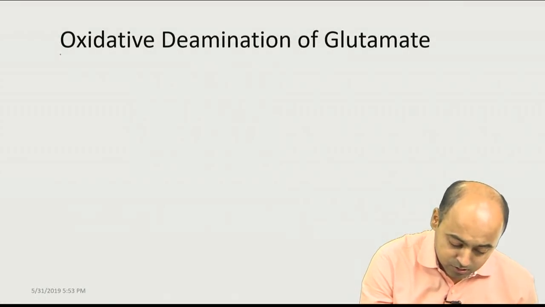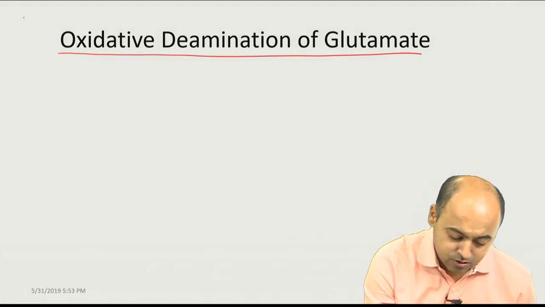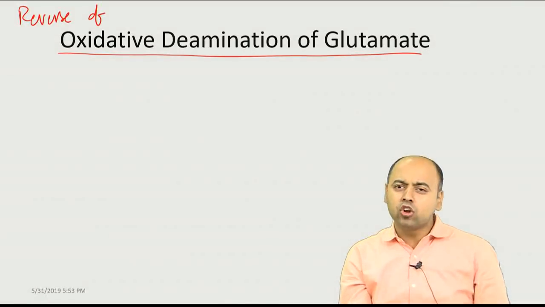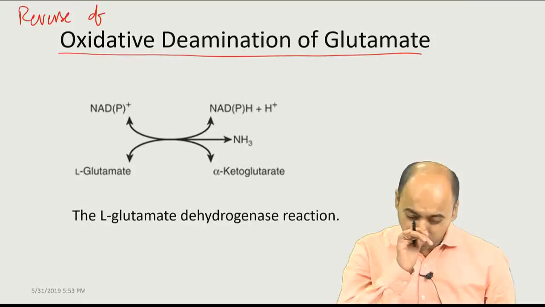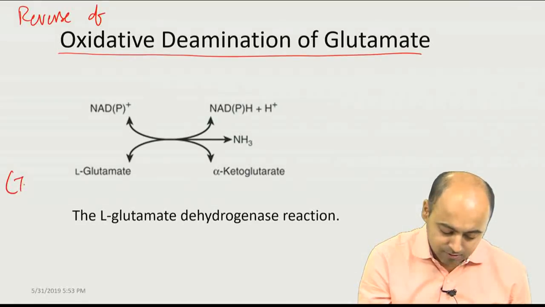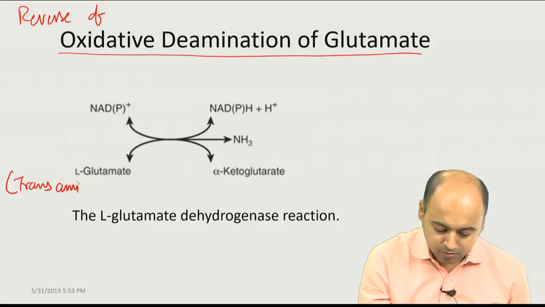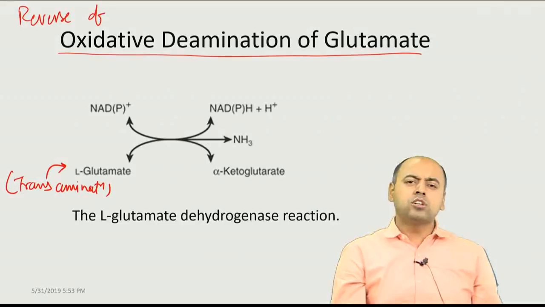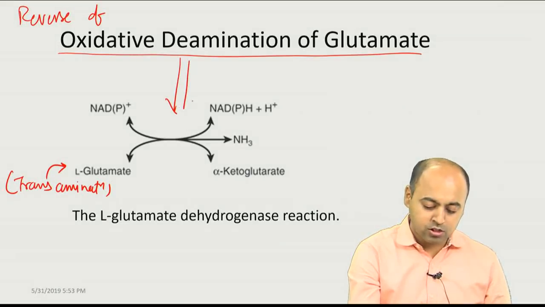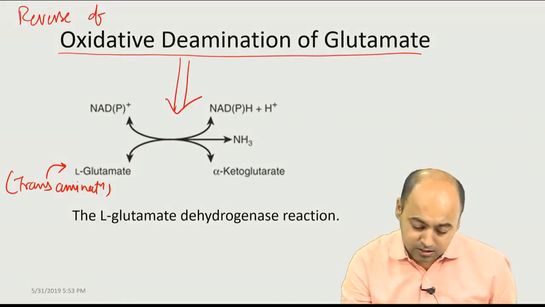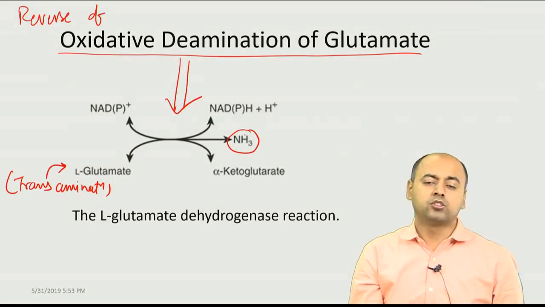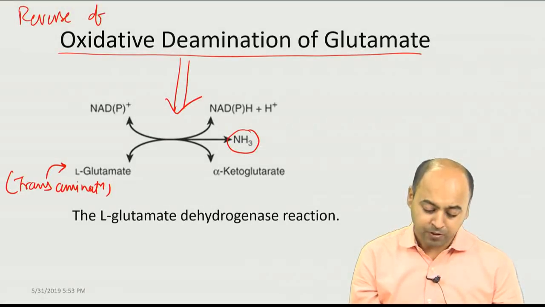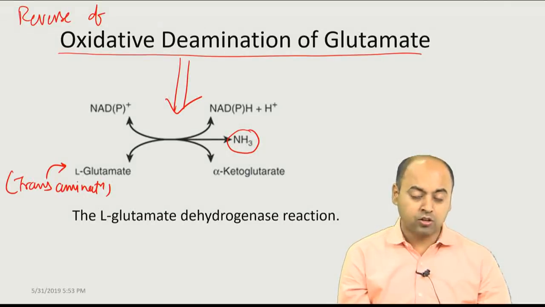The phenomenon is the reverse of oxidative deamination of glutamate. Normally what happens, the glutamate is formed by transamination, and this glutamate undergoes what is known as oxidative deamination to release the ammonia in the free form. So in this reaction, the ammonia and the alpha ketoglutarate are formed.